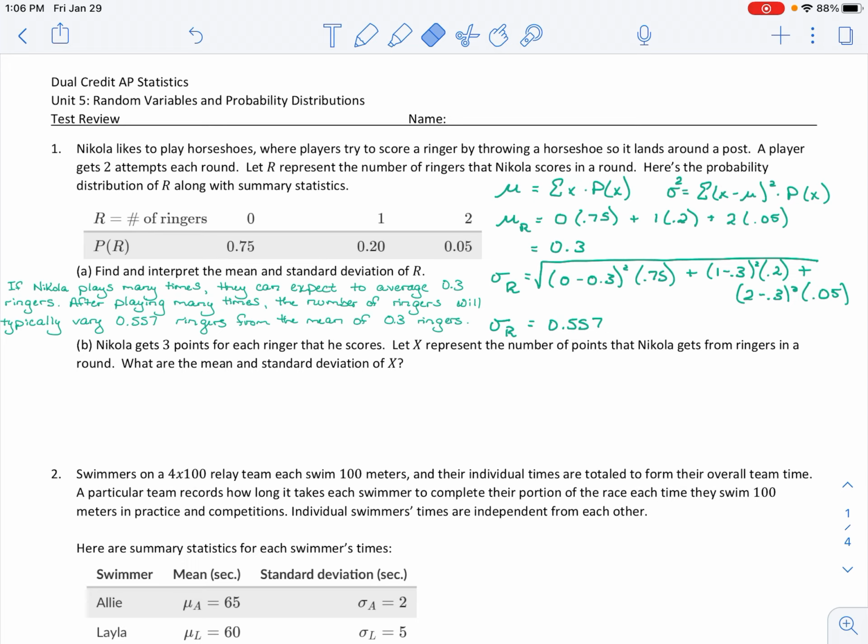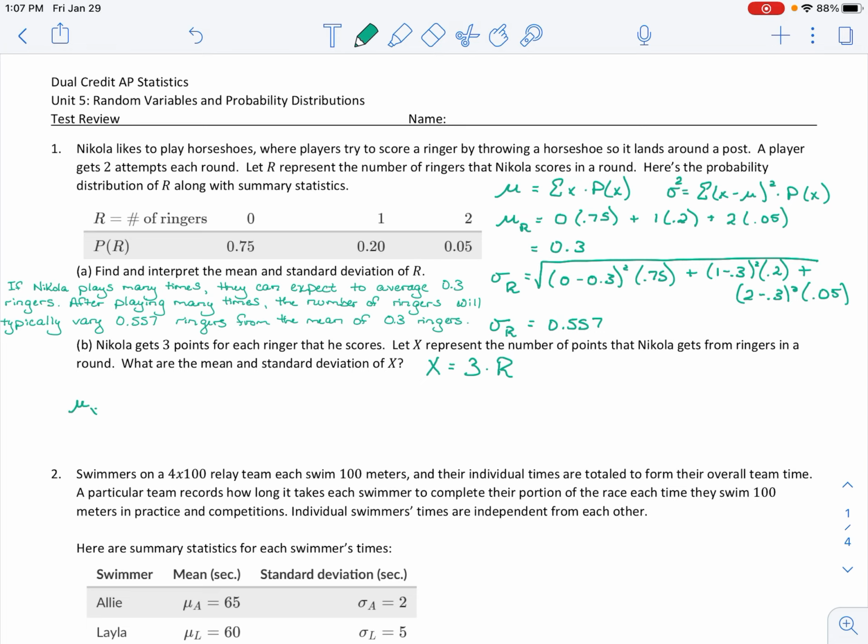Part B is what I'd rather stress over because it's the newer information. Nikola gets 3 points for each ringer that he scores, which means I'm going to be doing a transformation here. So I'm going to go ahead and have my x be the number of points. I'm going to define that the number of points is 3 per ringer, 3 times the number of ringers. And I know the probability distribution of ringers, so now I can apply my rules of linear transformations. I'm going to find my new mean and standard deviation for the points.